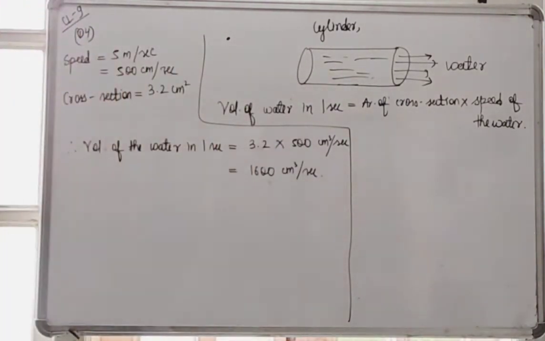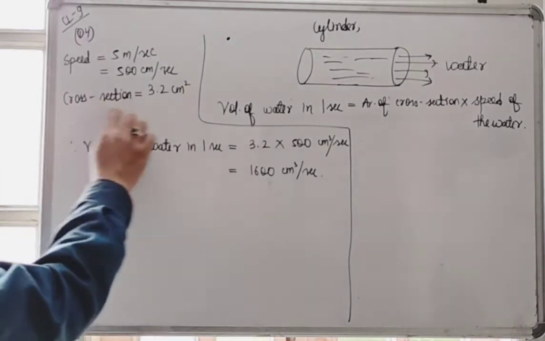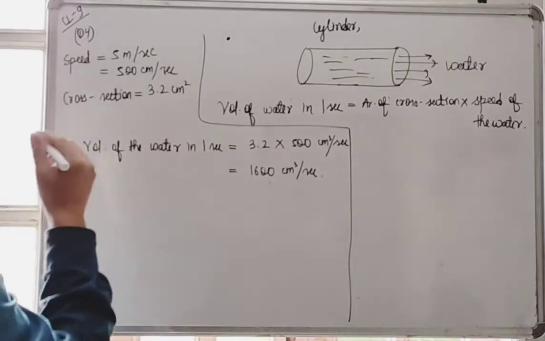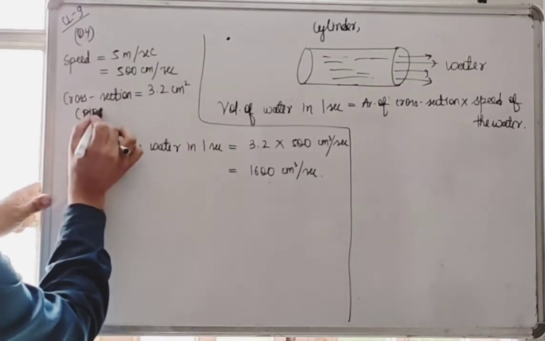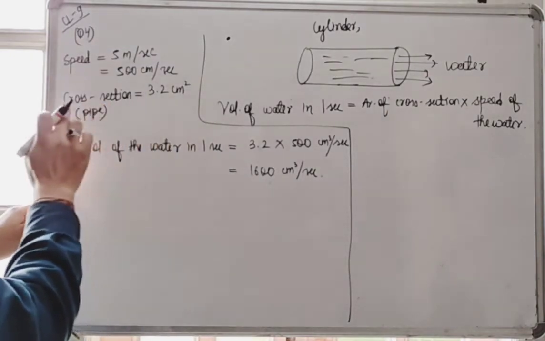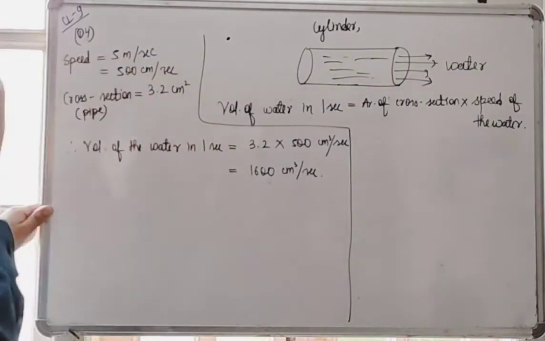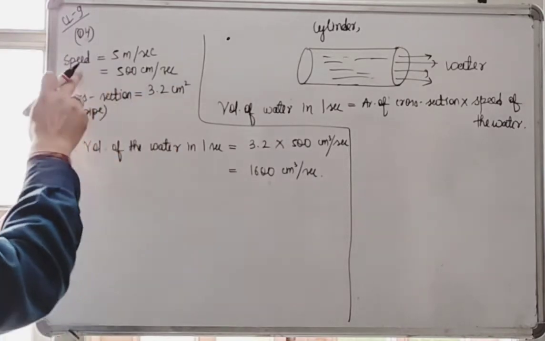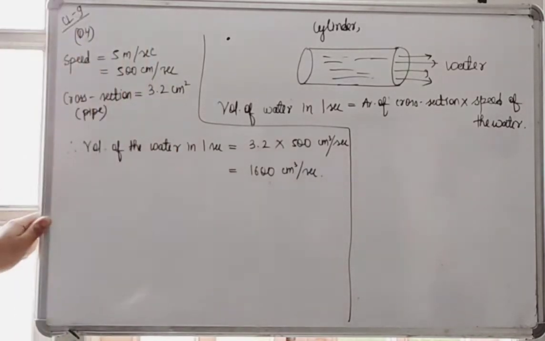Now when you come to question number 4, your question says water is discharged from a pipe of cross section 3.2 centimeter square at the speed of 5 meter per second. Water is coming from a pipe which has this cross section, which is 3.2 centimeter square. Look at the unit. The cross section of the pipe is 3.2 and the speed of the water is 5 meter per second.